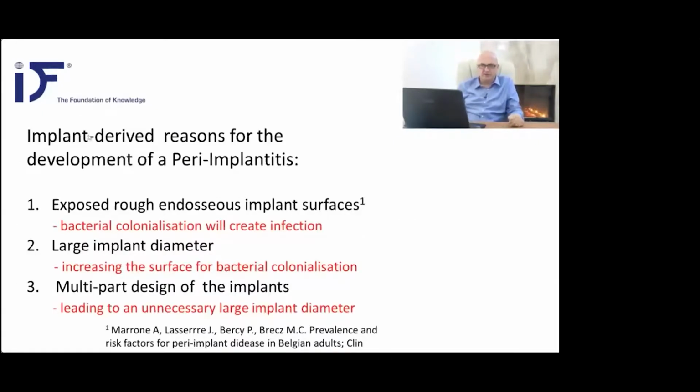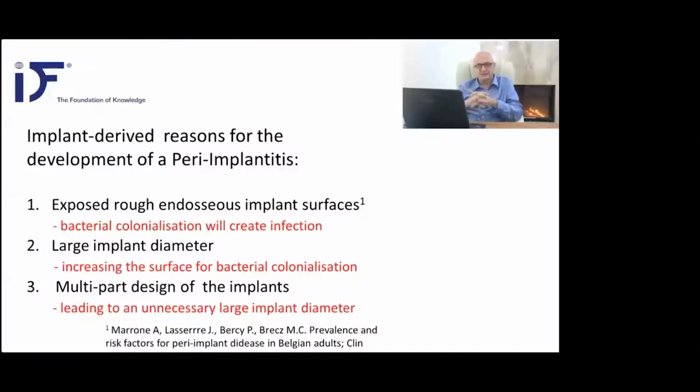So now, what are the implant-derived reasons for development of peri-implantitis? First of all, of course, the exposed rough endosseous implant surface. So as soon as the rough surfaces are in contact with the oral cavity, so they are not in the bone anymore, but they're in contact with the soft tissue, then natural bacteria out of the oral cavity are going to colonize these surfaces, and as soon as the bacteria are there, they feel very well. They are not going to go away at all.